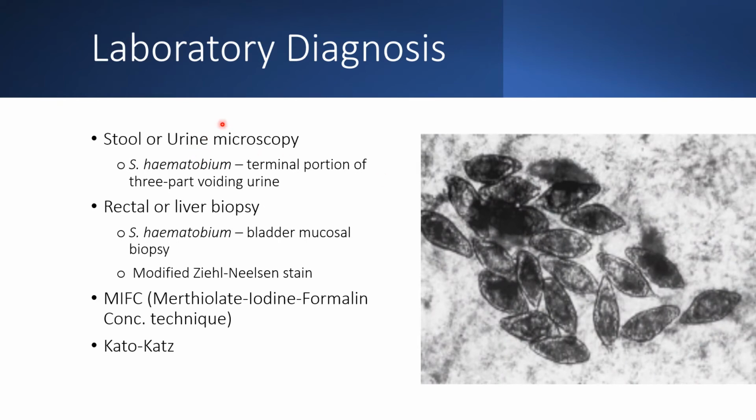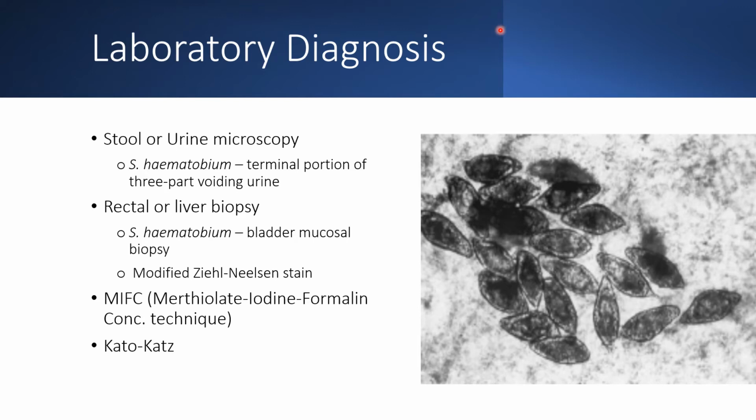So for the lab diagnosis, we have the stool or urine microscopy. Stool microscopy for S. mansoni, S. japonicum, and in rare cases, we can see S. hematobium in the stool sample. For urine microscopy, we have your S. hematobium, and in rare cases, we can see S. japonicum. Eggs may be found in feces as early as 5 weeks after infection. Patients with a low worm burden or old infections may have very few eggs in the feces or urine.